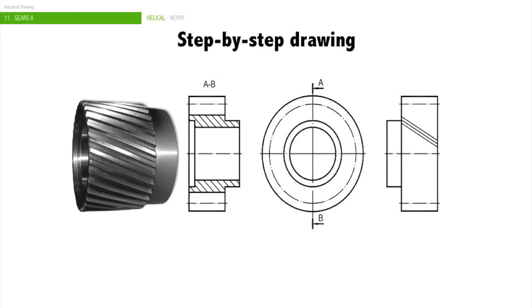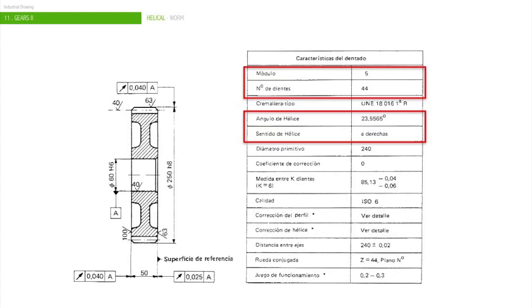This representation is the same as the spur gear we've seen in the previous lesson. The information needed in the drawing, besides the lines and the surface characteristics, tolerance, and so on, is the data table. There we must indicate the modulus, the number of teeth, the helix angle, and the helix orientation.